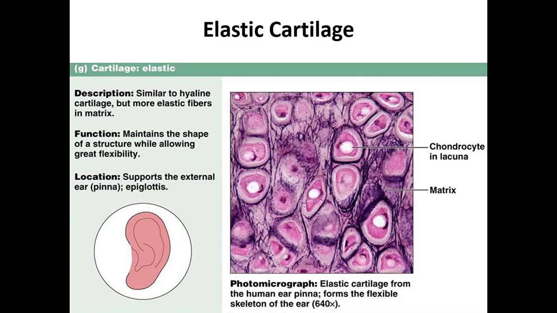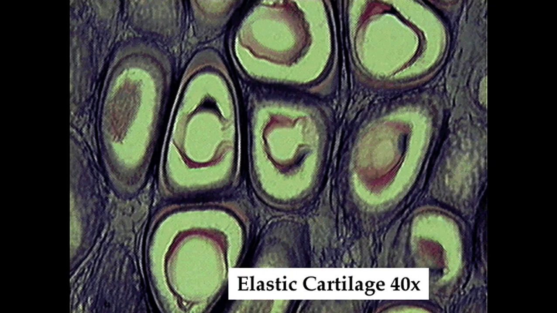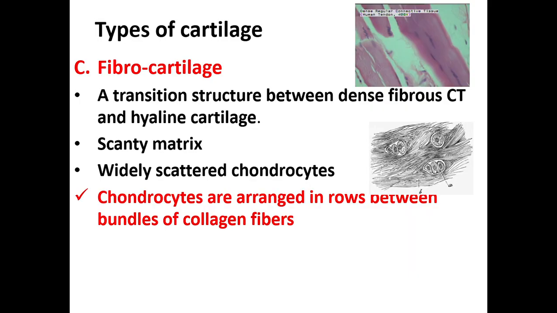Again, under the microscope, you can see the elastic fibers running in all directions. So this is an elastic cartilage under high-power magnification. You can see in between the ICS the elastic fibers. This can help us identify the type of cartilage under the microscope.